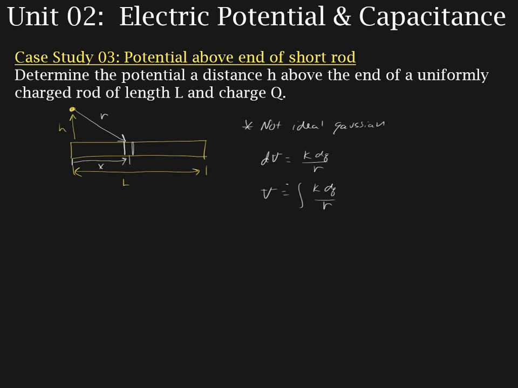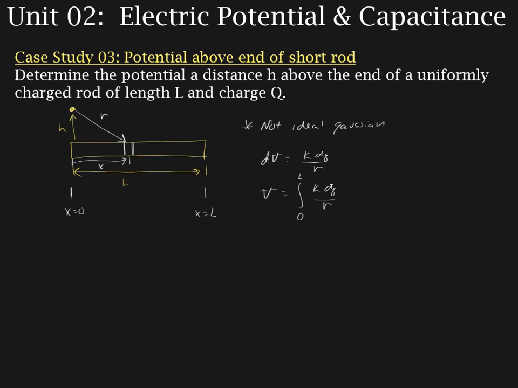and our limits of integration, now we're going to be summing up along the x-axis here. So we're going to be going from, got to set an origin, so we'll say that x equals 0 right here, and down here x is equal to L. And so our limits of integration will go from 0 to L.